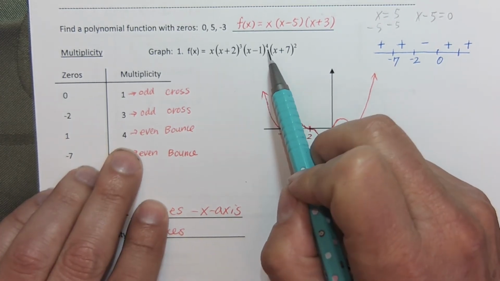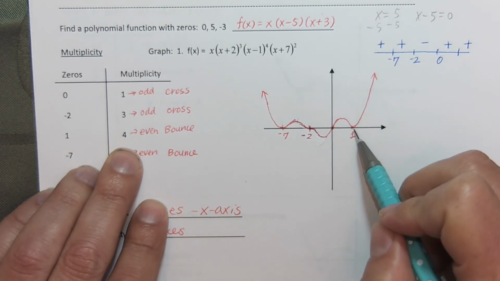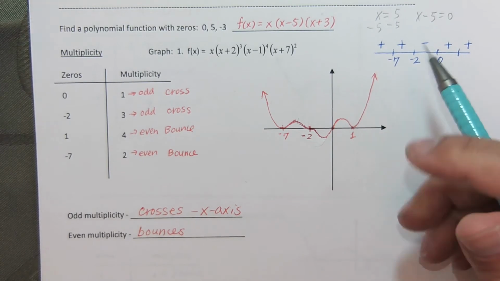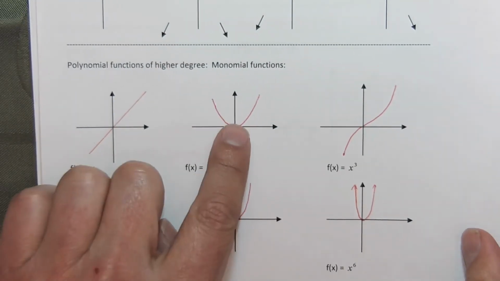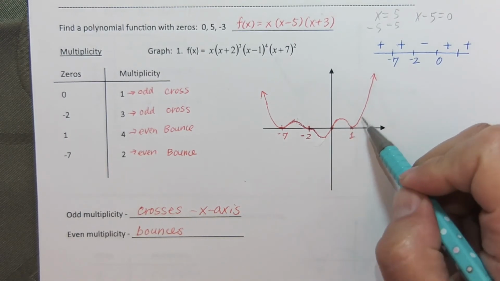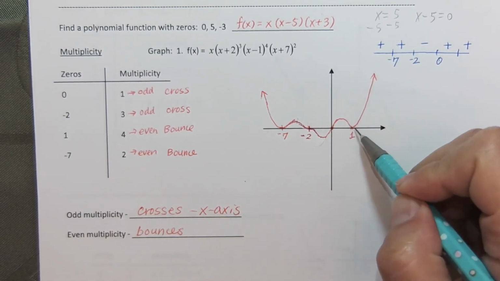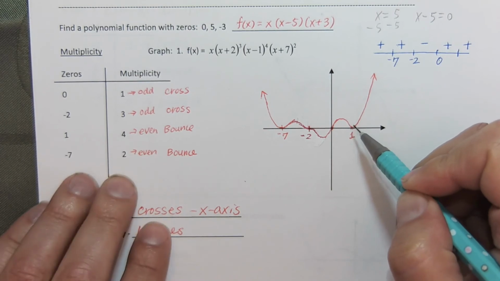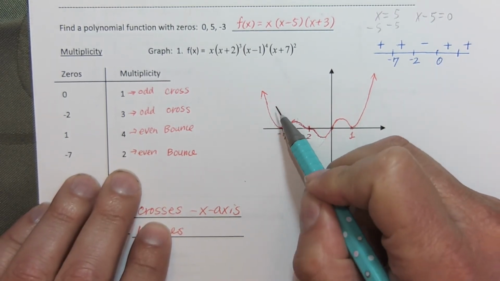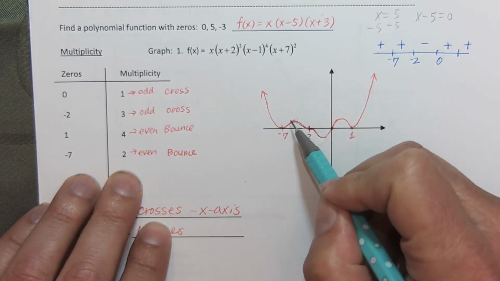When x equals 1, it's to the 4th power. And here's 1. 4th power, it's even. This means it's kind of behaving like a parabola. It's literally going to bounce off of the x-axis. And you can see as it comes down, it bounces off the x-axis, almost like a mini little parabola right there. And back here at -7, it does the same thing. It comes through and it literally bounces off like a little mini parabola right there.